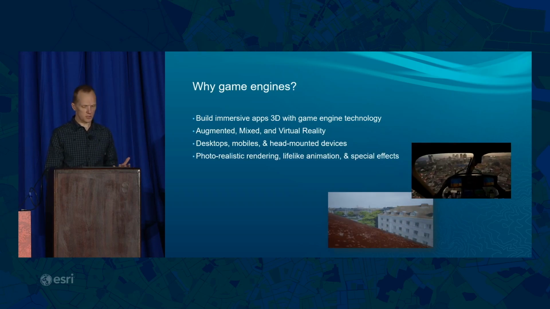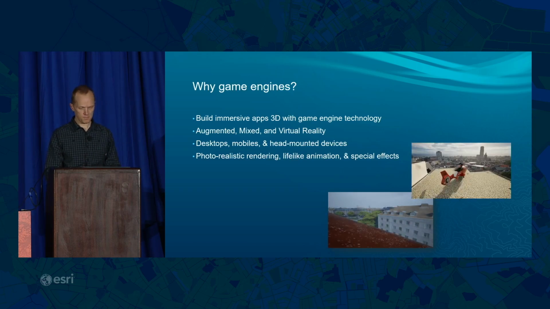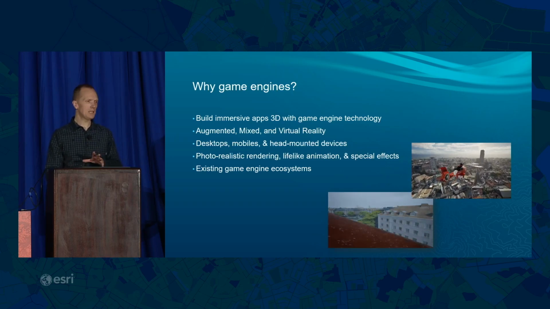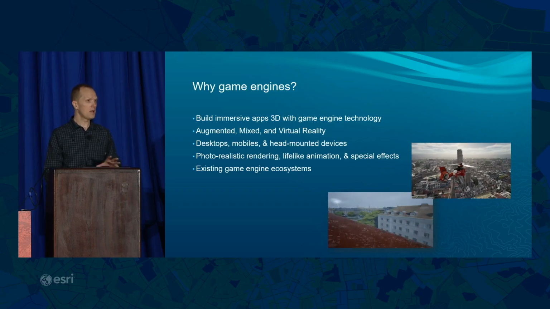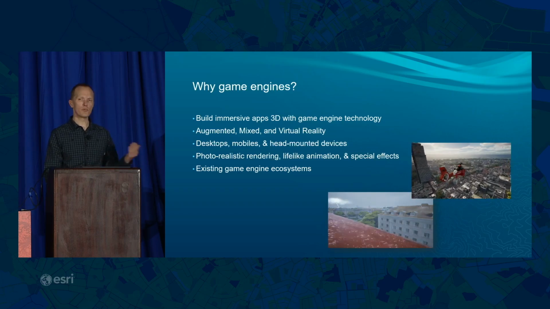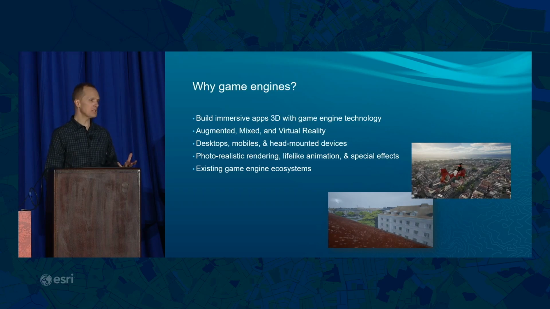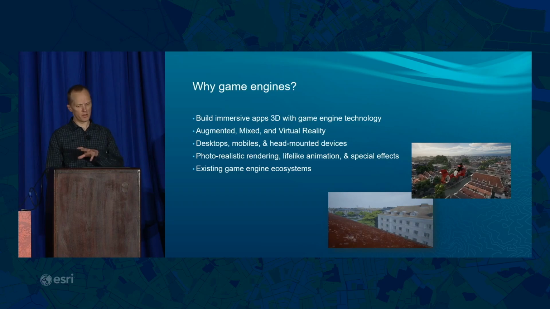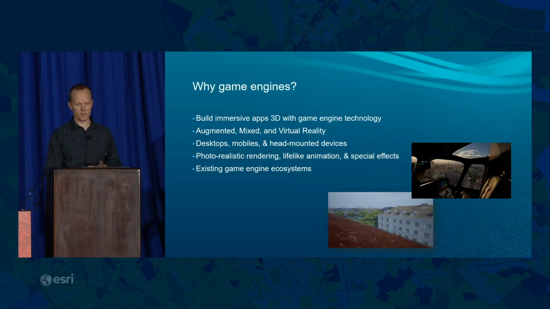And then developers choose game engines because of the photorealistic rendering, that lifelike animation, and special effects. There's also something that's often overlooked, which is the existing ecosystem of the game engines themselves. So both Unity and Unreal Engine have asset stores or marketplaces where you can bring in additional assets and plugins to build your applications. So for example, if you need a weather system, you can go out to the asset store or the marketplace, and there's a range of weather systems available that you can bring into your application. And these are built by game engine developers and designers around the world.